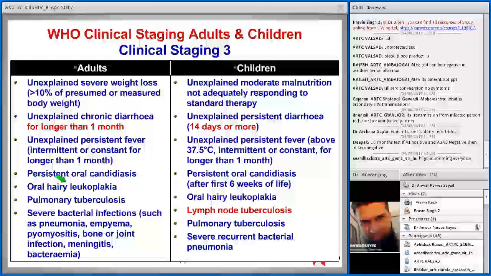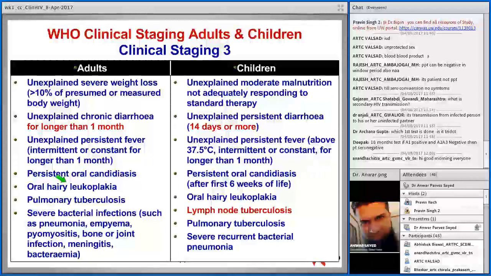Then stage 3, you will see unexplained severe weight loss, more than 10% of the body weight. Then chronic diarrhea for more than 1 month, unexplained persistent fever for more than 1 month. You remember these three in succession: weight loss more than 10%, chronic diarrhea more than 1 month, unexplained fever for more than 1 month. I'll tell you the reason why.